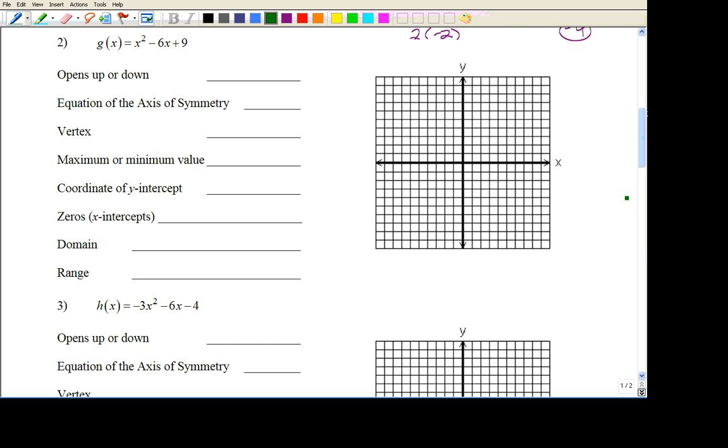Okay, so let's look at another example. x squared minus 6x plus 9. So first of all, does this open up or down? Well, here it opens up because a is positive.